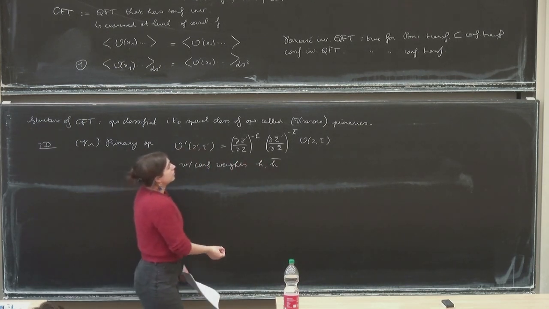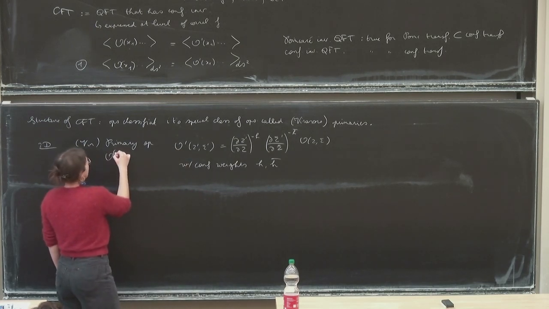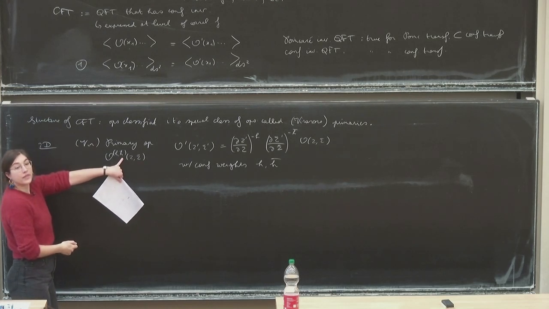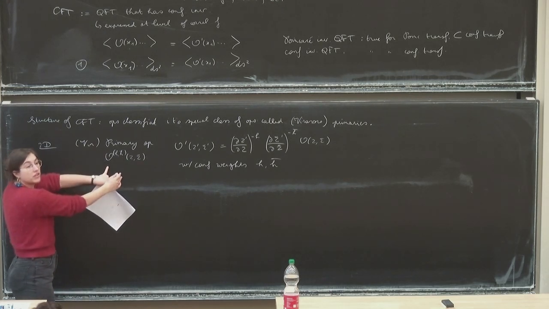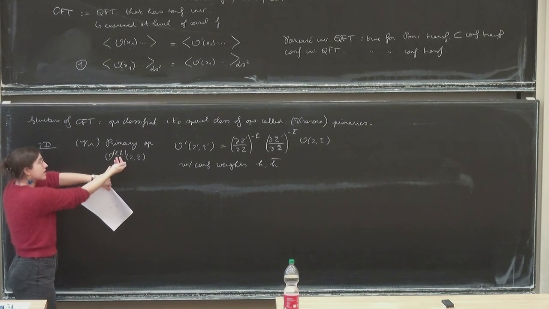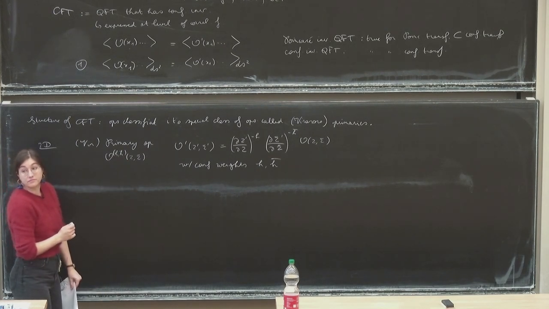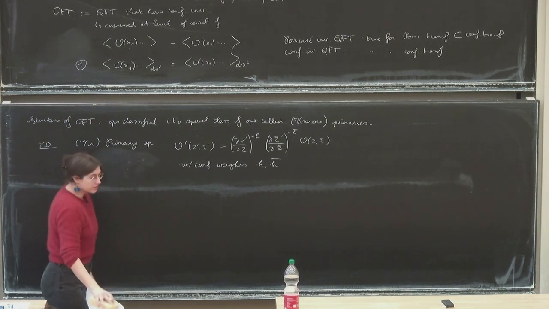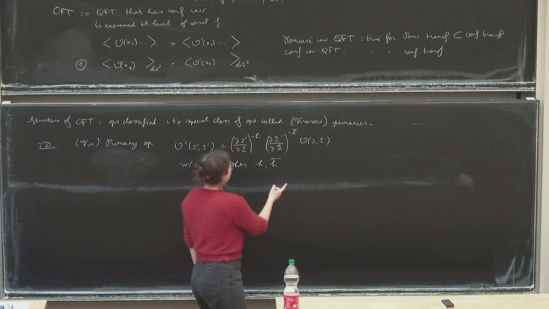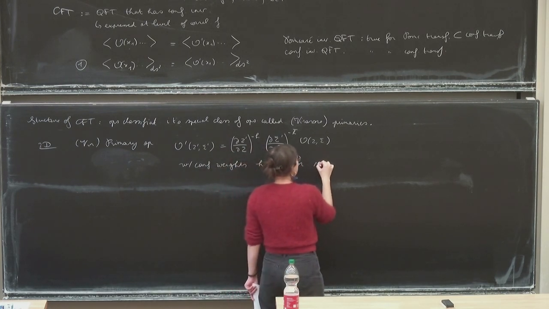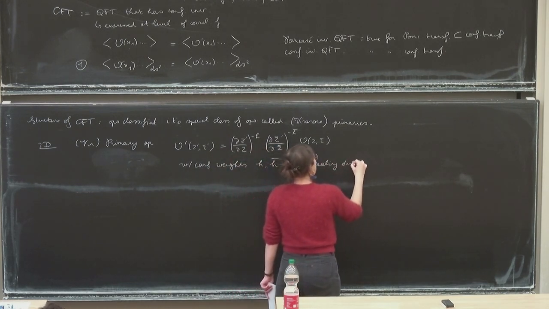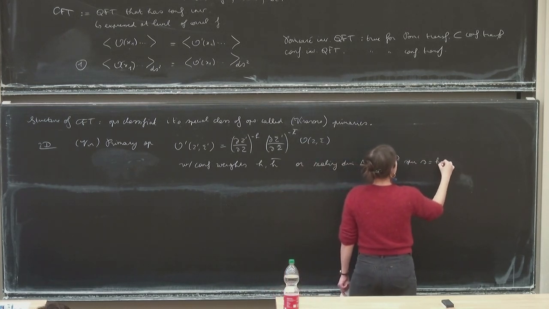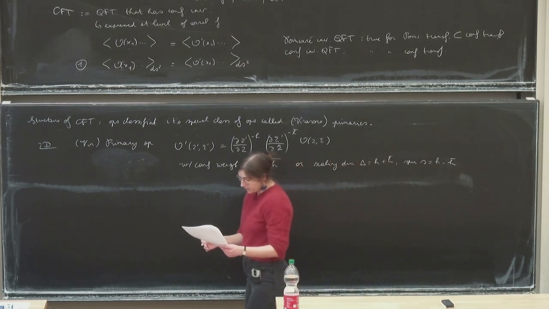So if you want, you could label a primary operator by their h and h bar. But okay, it's a bit of a heavy notation, so we don't do that. But a primary operator has an h and an h bar. So let's not use this notation, but we know that it has these conformal weights. So it has what is called the scaling dimension delta, which is the sum of those conformal weights, and a spin s, which is the difference of those conformal weights.